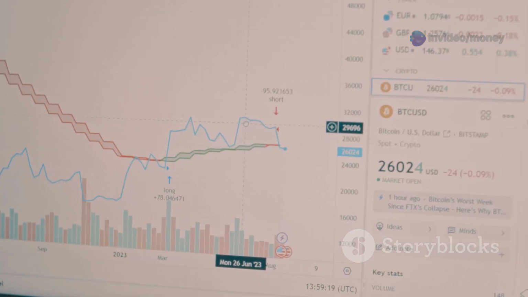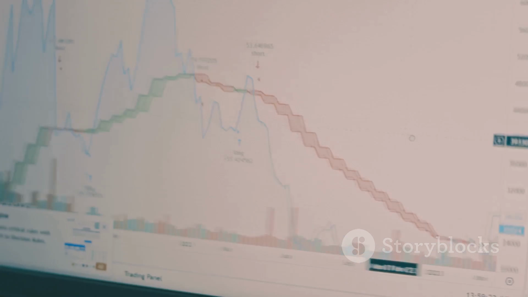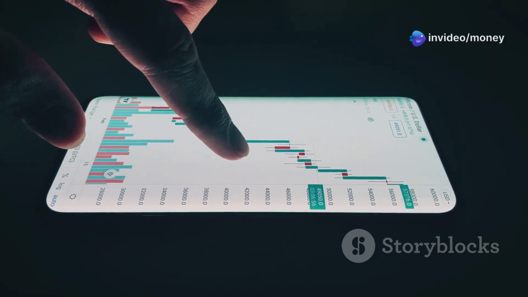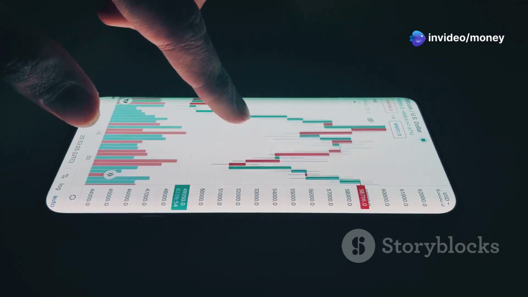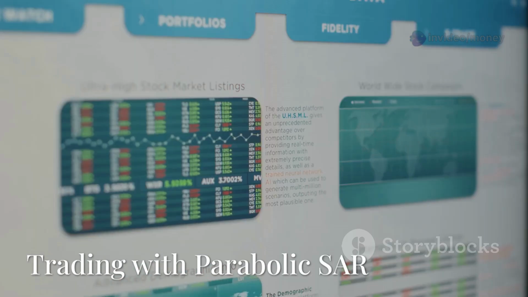The EP value plays a crucial role in determining the starting point for the next Parabolic SAR calculation. By combining these three elements, the Parabolic SAR formula generates a dynamic trailing stop-loss level that adjusts to the market's ebb and flow.